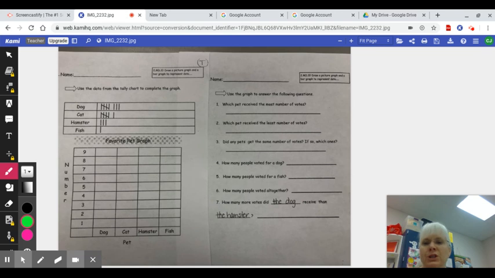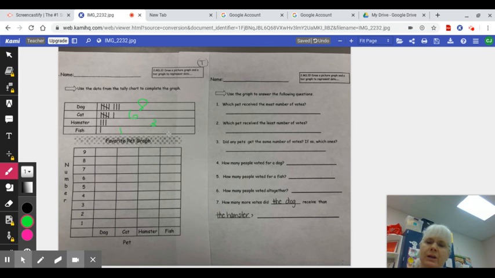Somebody went around and did a survey and asked about their favorite pets: dog, cat, hamster, or fish. And they put their information on this tally chart. As you look at your tally chart, you can see that 8 people picked dog, 6 people picked cat, 3 people picked hamster, and 1 little old person picked fish.